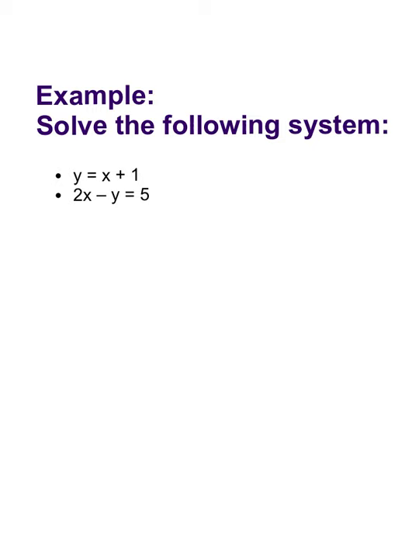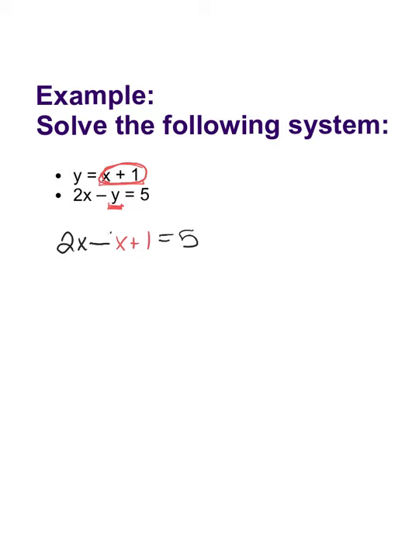So if we look at the first example, it says y equals x plus 1 and 2x minus y equals 5. If I notice, the top equation says y equals this. So I'm going to substitute that in the second equation. When I write the second equation now, it's going to say 2x minus, instead of y, I'm going to put what y is equal to, and then equals 5. All I did was substitute this in for the y value. Now I have a normal equation.